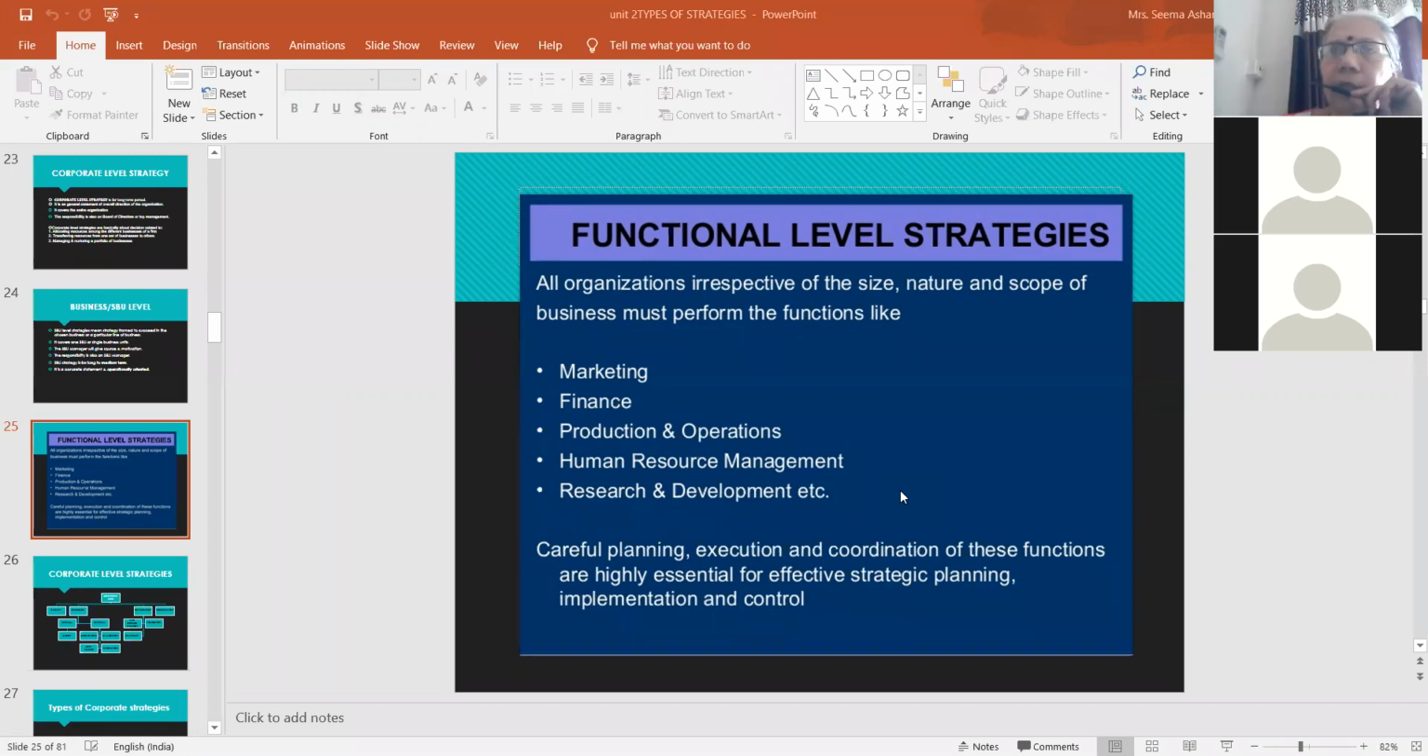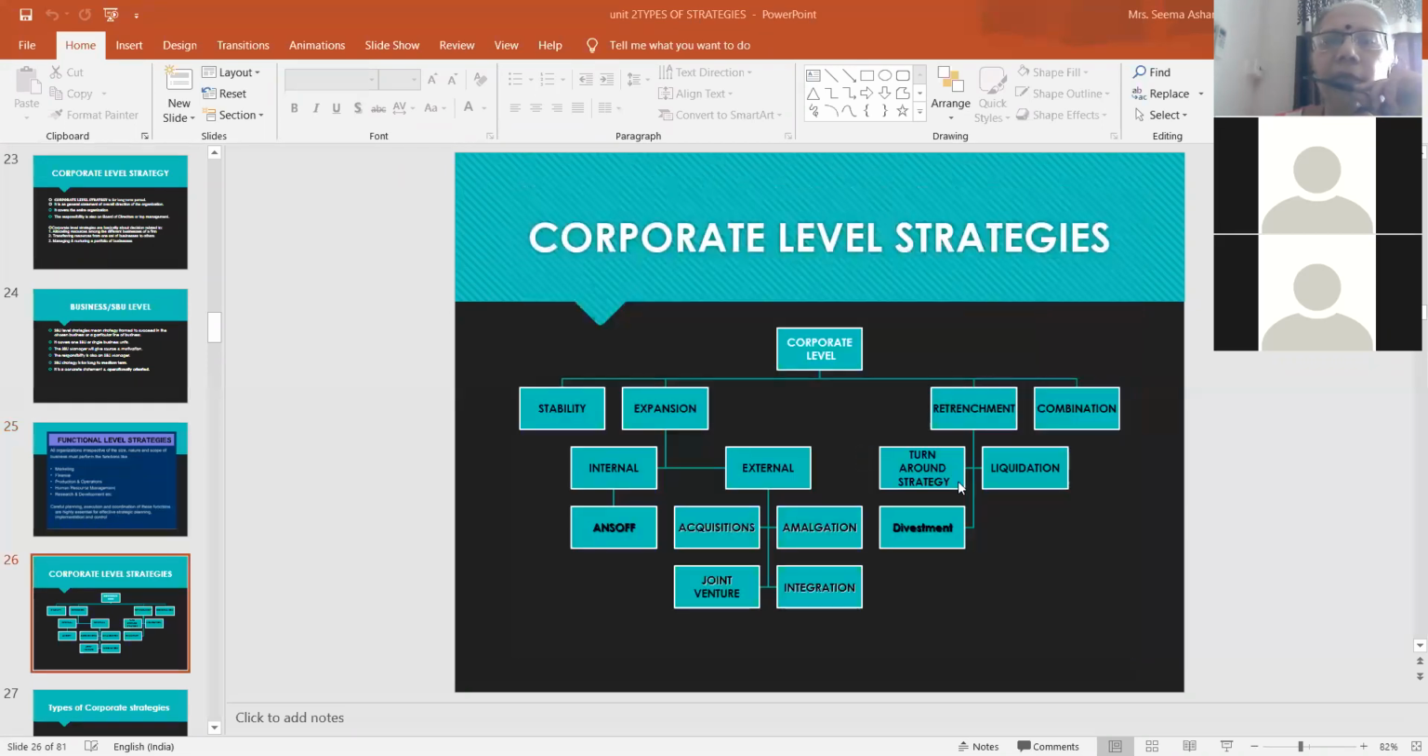Which are they? Quickly, somebody unmute and tell me the three levels. Corporate level, yes, business level, and yes, functional level. Very good. Okay, so everybody is clear about the three levels of strategies.